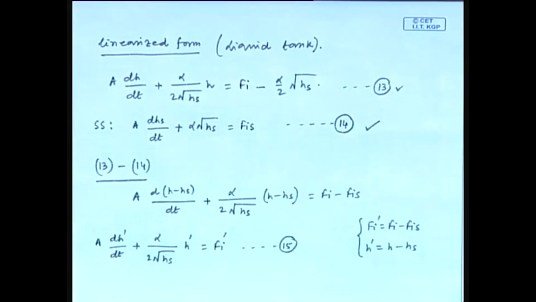So, for the liquid tank system, after linearization we got one equation, and in terms of deviation variables we got equation 15. Fine. So, this is basically the linearization of nonlinear equations for a single variable system. I mean, only one nonlinear equation is involved in this example. Fine. In the next class, we will discuss the linearization of multivariable systems.